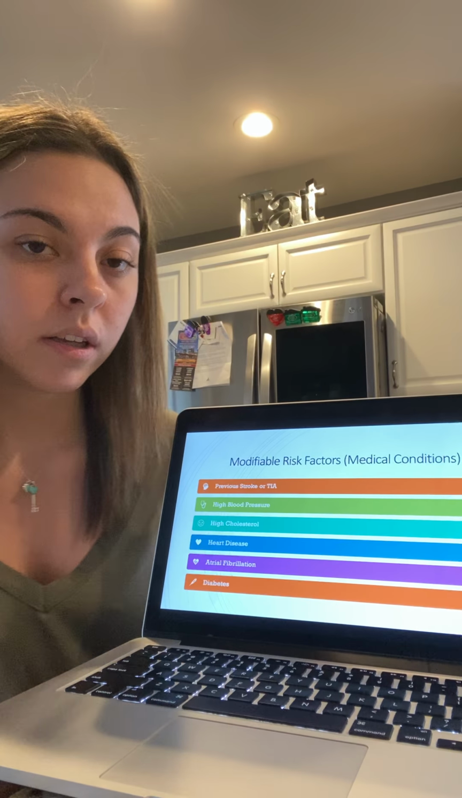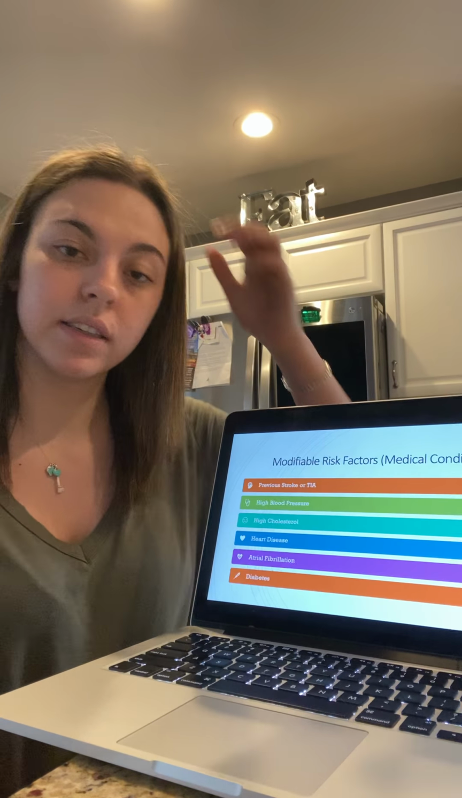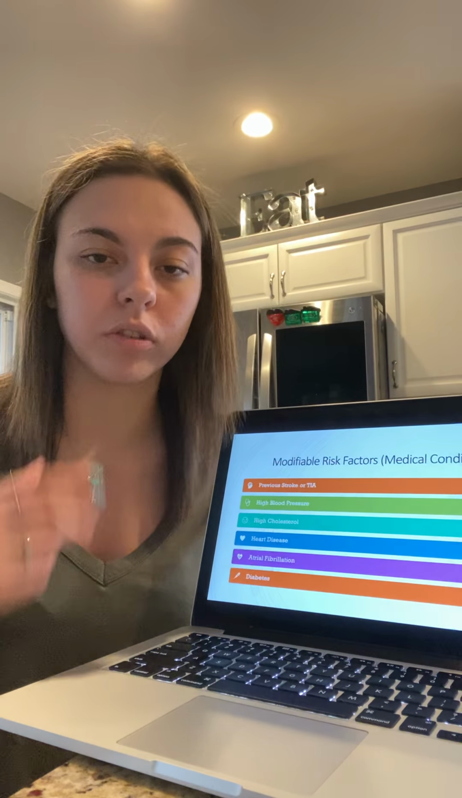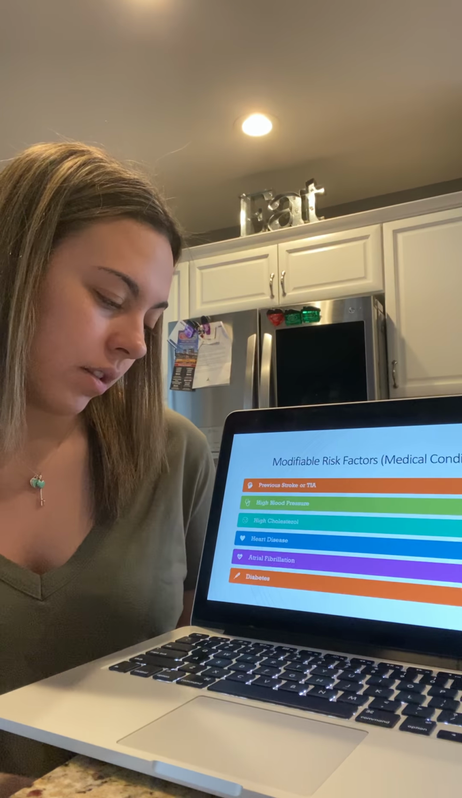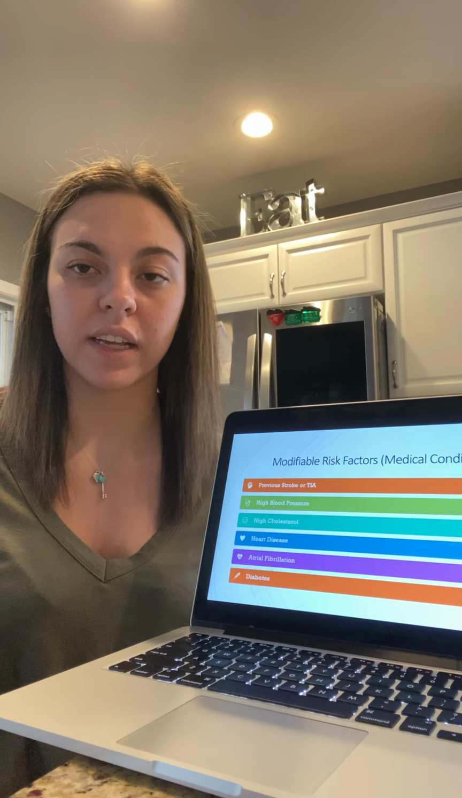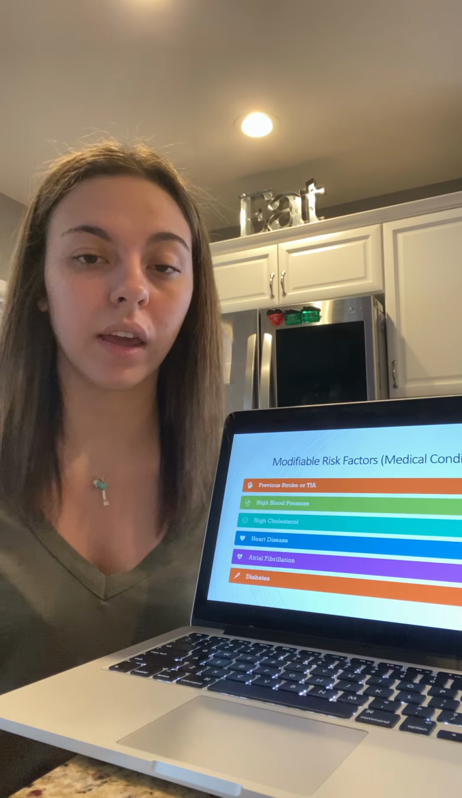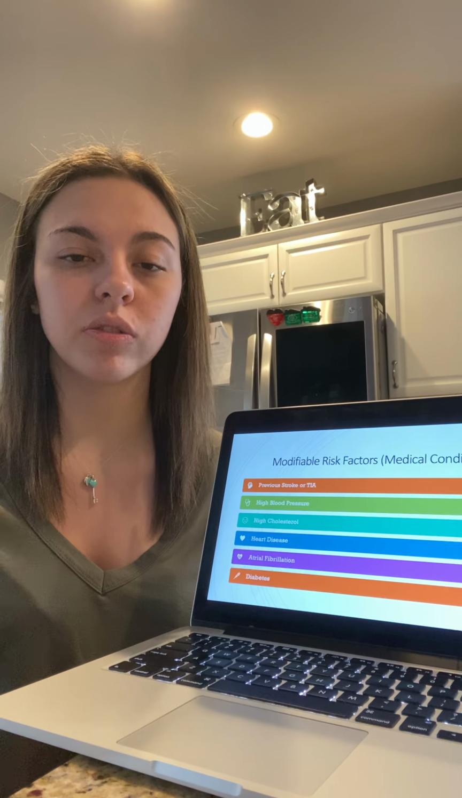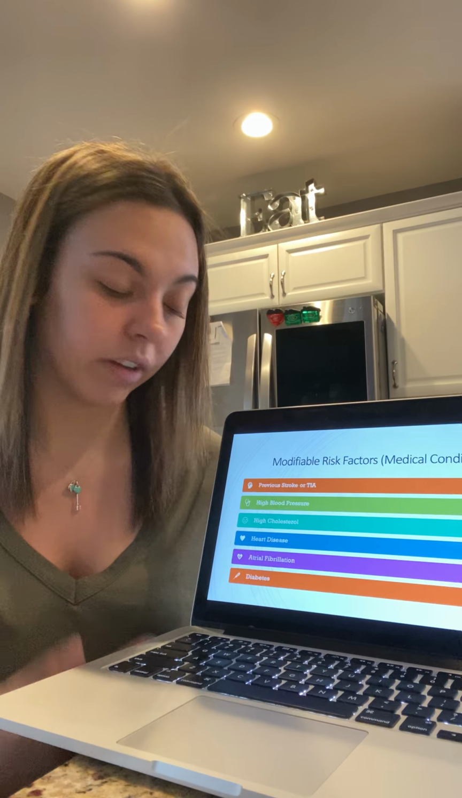Modifiable risk factors, so medical conditions. There's previous stroke or TIA. So a TIA is a small stroke. This is modifiable because you can prevent a stroke, and we'll talk about that again later, but you can prevent a stroke through different habits. High blood pressure, hypertension. Like I said, hypertension is a big risk factor. But again, if you follow your medication regimen and you exercise, you eat right, you follow the DASH diet, then it's lowering your chance for having a stroke.